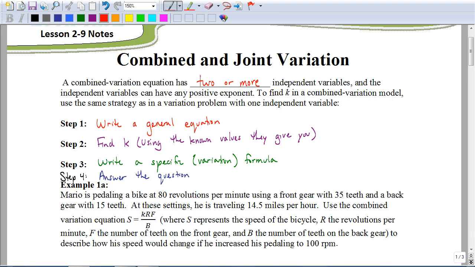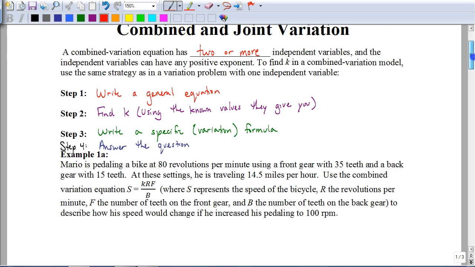The next step then is to figure out what k is. Just like before, they're going to give us numbers that we plug in and use that information to solve for k. Once we know what k is, now we can write a specific formula, or what sometimes they'll call a variation equation or variation formula. And we can use that formula to answer the question that they're asking us to find. So let's look at an example here.